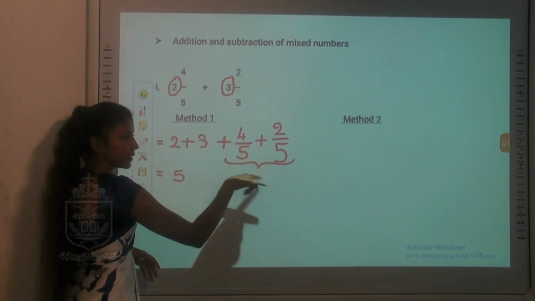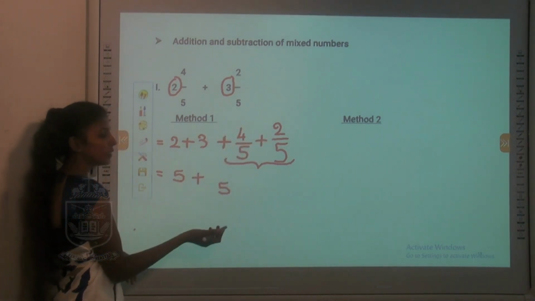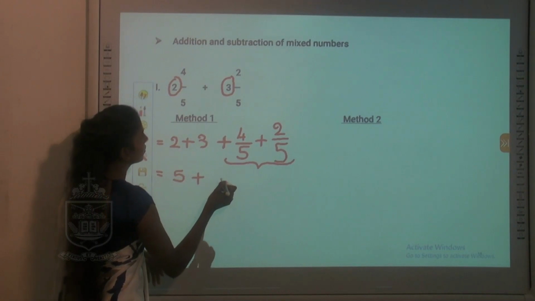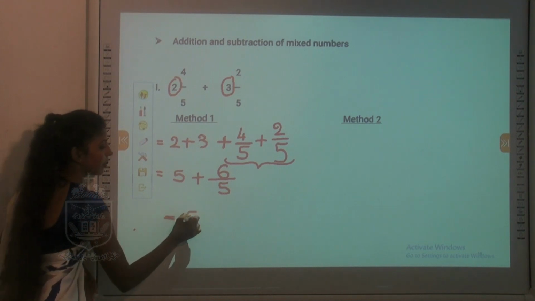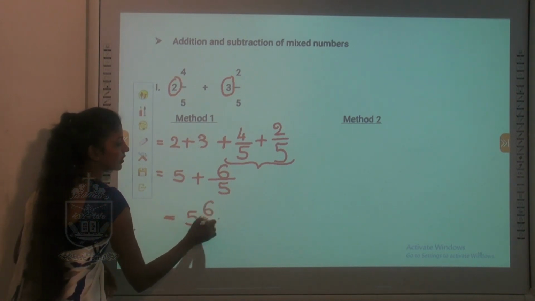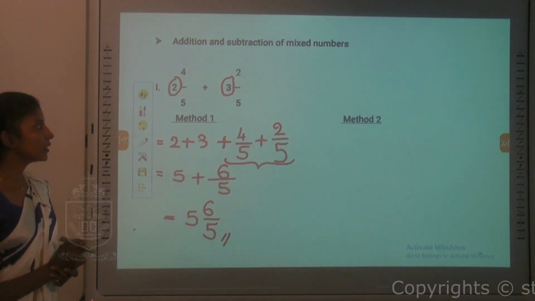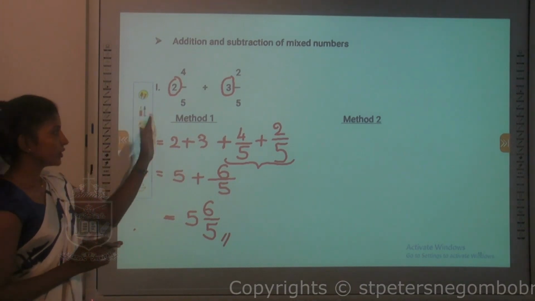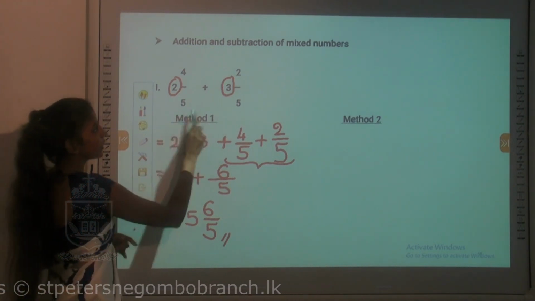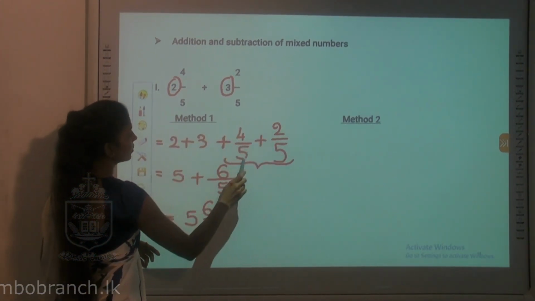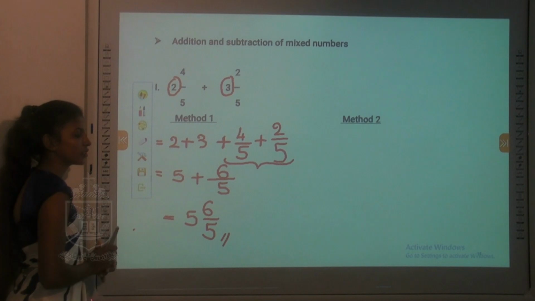The denominator is the same like we did earlier. So we can add 4 plus 2, the answer is 6. So here our fraction is 6 over 5, and the answer we got is 5 and 6 over 5. Again I am repeating, you have to add the two whole numbers. 2 plus 3 is 5. Take the two fractions separately, 4 and 2 over 5 here. Since the denominators are the same, you can add the numerators and the fraction is this.